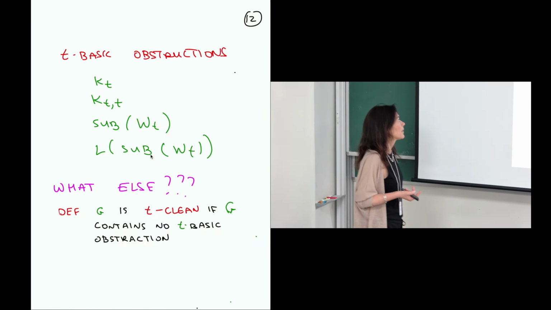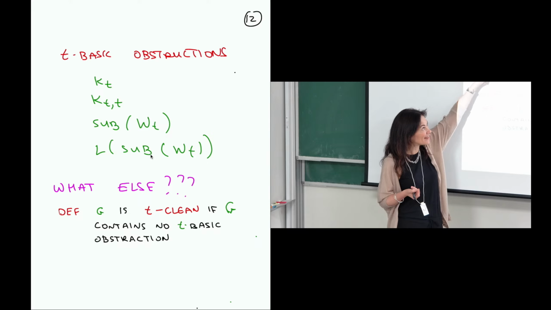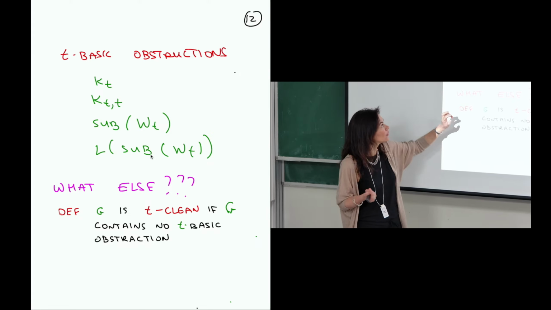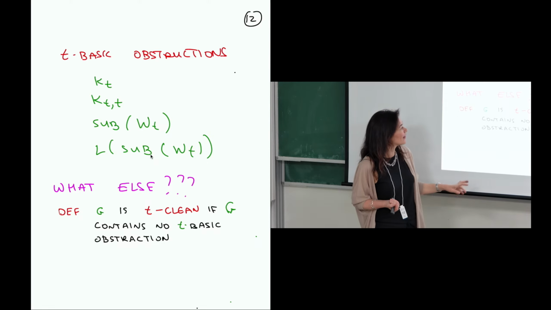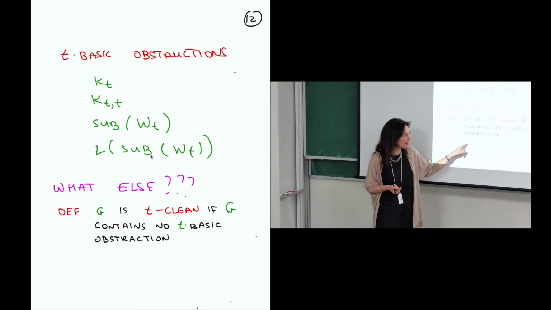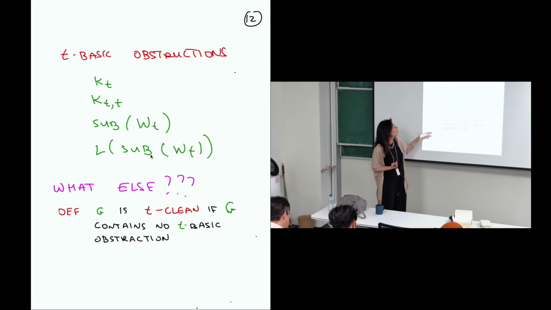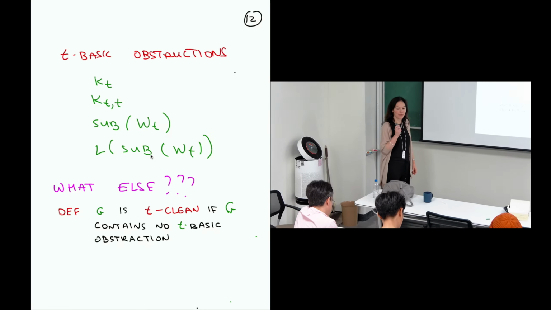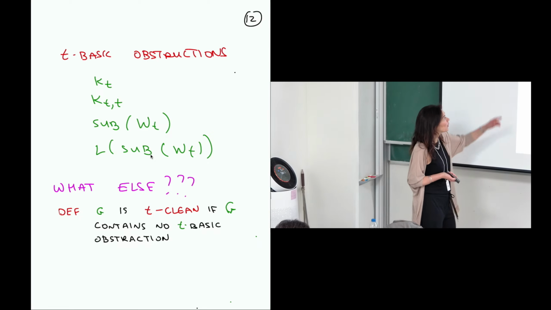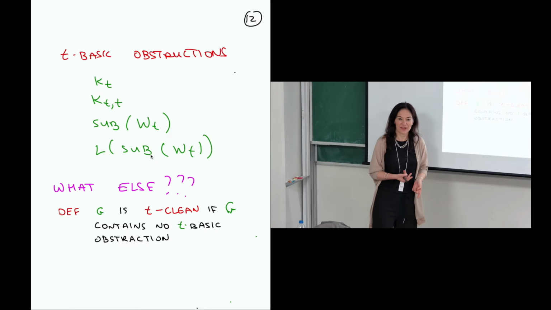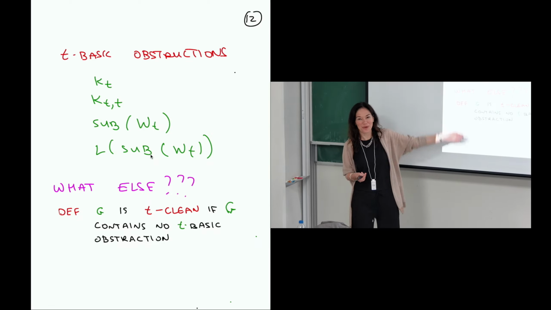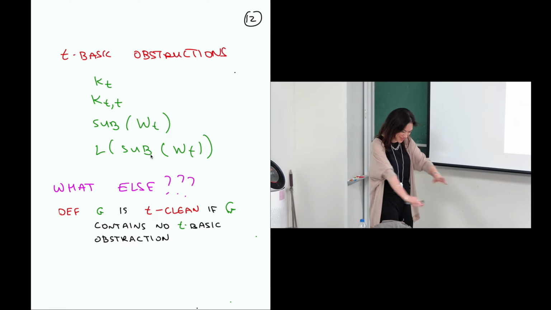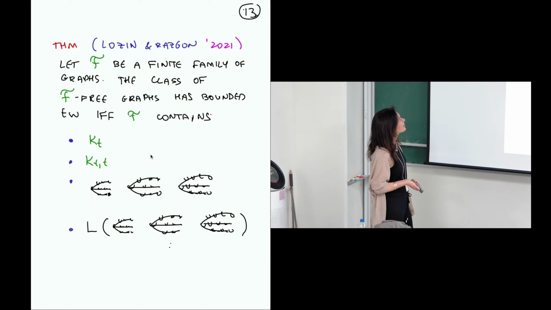So now the question becomes, if I forbid K_t and K_t,t and a subdivided t-wall and the line graph of a subdivided t-wall, what else do I need to exclude? So let me call these obstructions t-basic, and then let's say, just to say some words, a graph is t-clean if it doesn't contain a t-basic obstruction. And then the question is, what do you need to exclude from a t-clean graph to guarantee bounded treewidth? Now, somebody once asked me why these obstructions are called basic and others are not. That's just a historical remark. These were known and the others came along. So they're not basic in any deep way, they're just basic in the sense that they're the base of our knowledge.